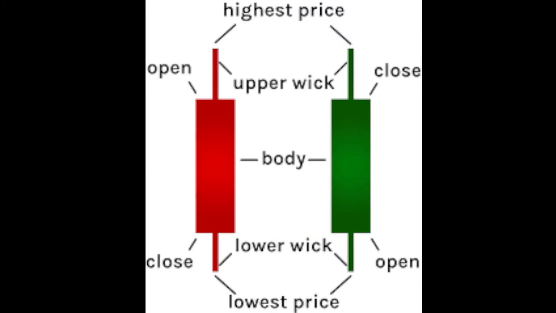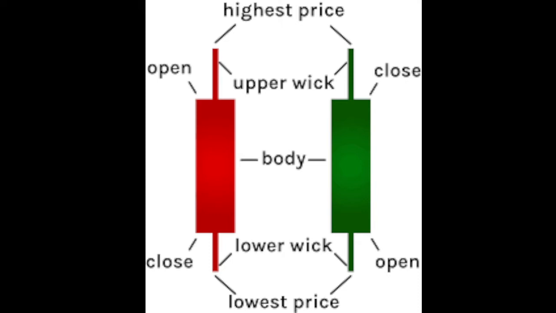Okay, candle. When you're looking at a candle chart, a red candle is showing selling pressure, and a green candle is showing buying pressure. Now, a candle is made up of three main parts. You have the body, the upper wick, and the lower wick.